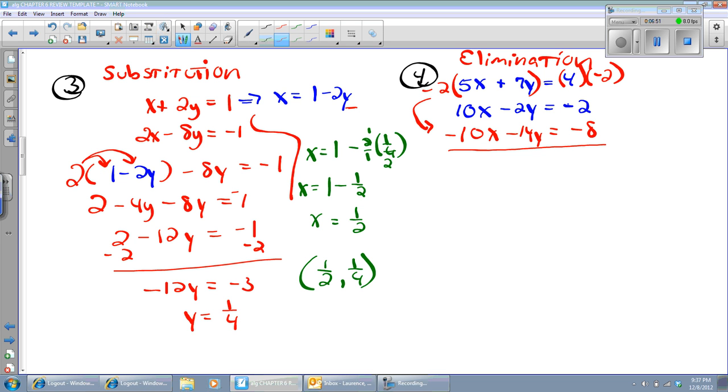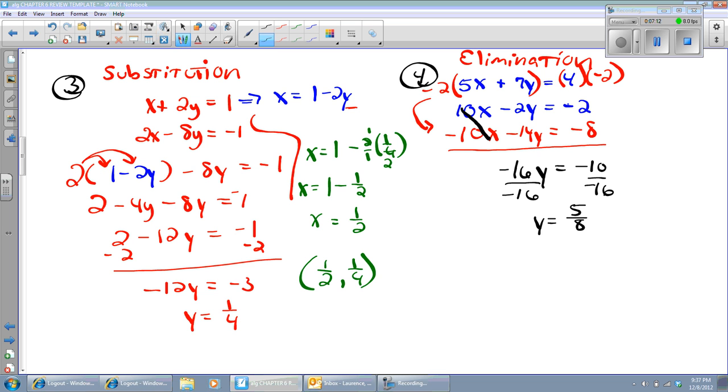And when I do that, those are going to cancel. I'm going to get a negative 16y, and that'll equal negative 10. Divide by negative 16, and then y is going to equal 5/8.